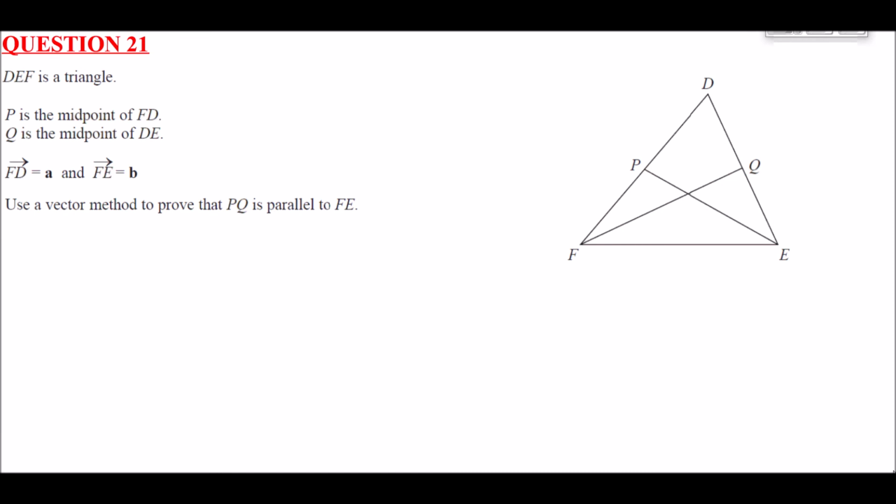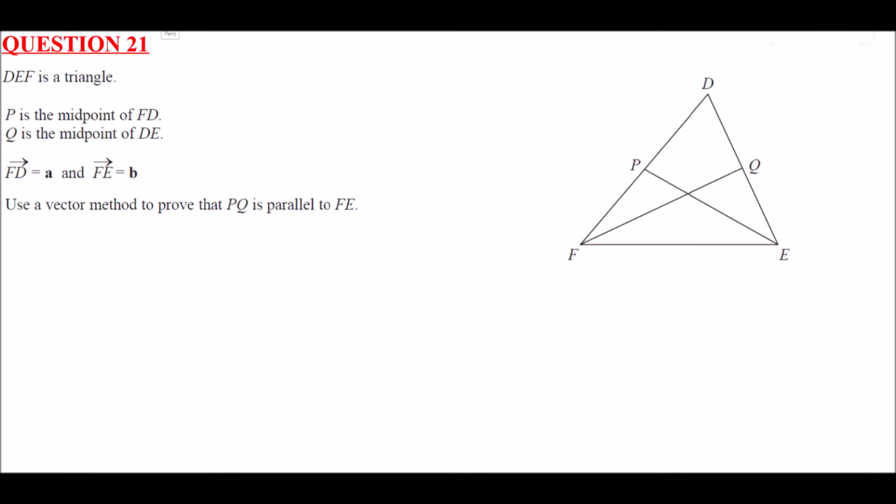At question 21, we encounter a fairly nasty vector problem. We're told that DEF is a triangle, P is a midpoint of FD, and Q is a midpoint of DE. So P and Q are midway along each of their respective lines, from F to D, then from D to E. The vector going from F to D is labelled by vector A, and going from F to E is given as vector B. Use a vector method to prove that PQ is parallel to FE.